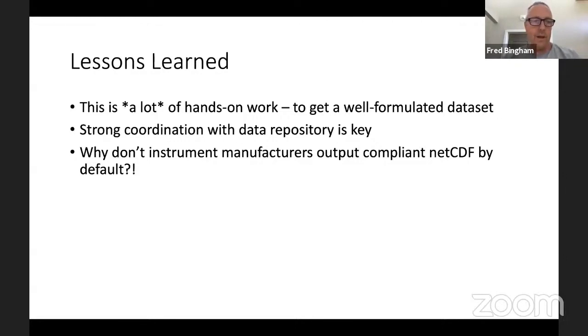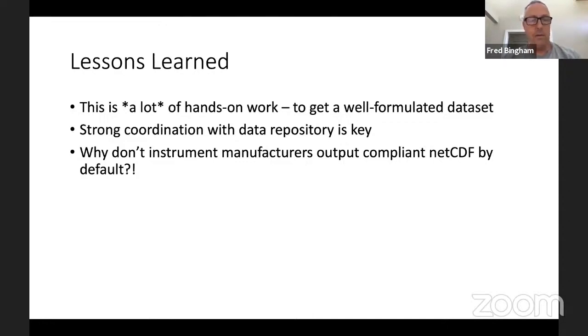So finally, lessons learned. What I'm talking about is obviously a lot of hands-on work to get a well-formulated, coordinated set of data with a heterogeneous set of instruments and platforms. It's a lot of hands-on work to get that done. So strong coordination with the data repository is key, and the help that I've gotten from Vardis has been essential. And I'm working with Jack McNellis, who is the PODAAC person now on S-MODE, who's been very, very helpful.